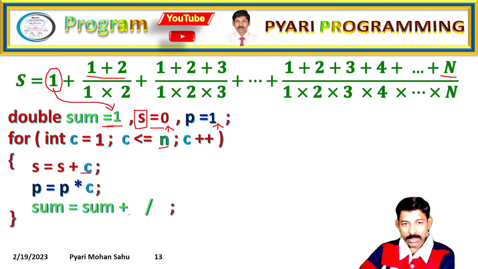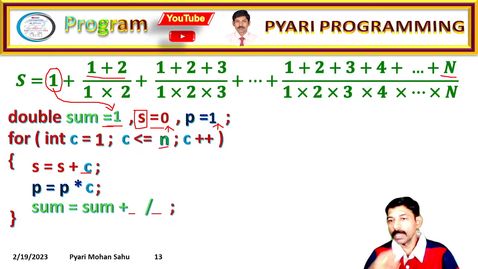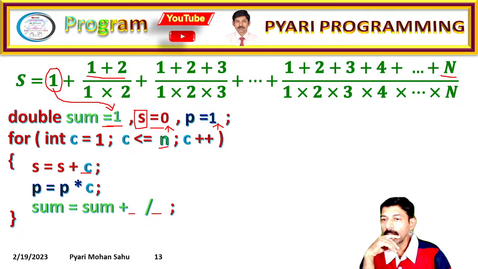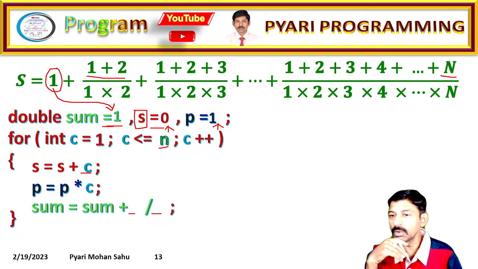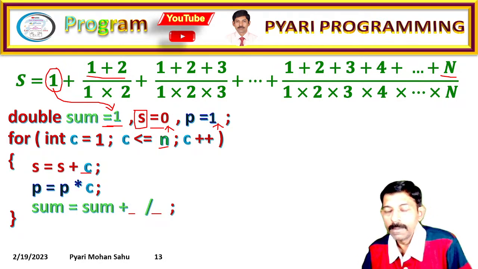Now sum is equal to Dyas by Dyas. Sum plus c, good. S plus c, good. Good. Ishan, good. Sanchita, good. P into c. Give the next answer. Next answer. Sum.